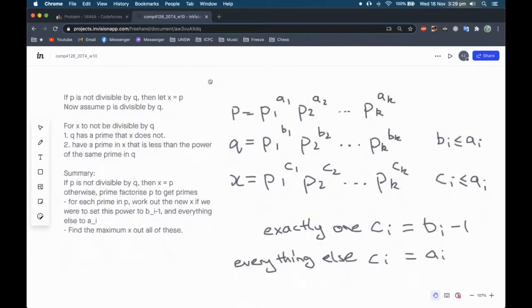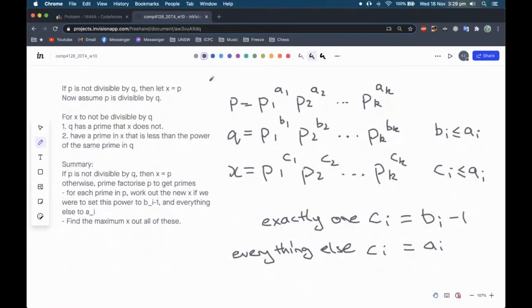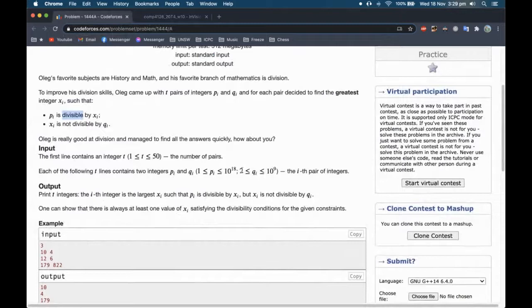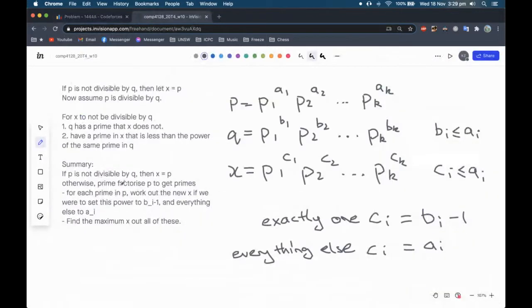So that's that derivation out of the way. And let's return to what Felix was saying earlier, which is, won't prime factorization be too slow? I'm very glad you picked up on that. I was hoping someone would. So yeah, right here in this step, I'm telling us to prime factorize p to get the primes.